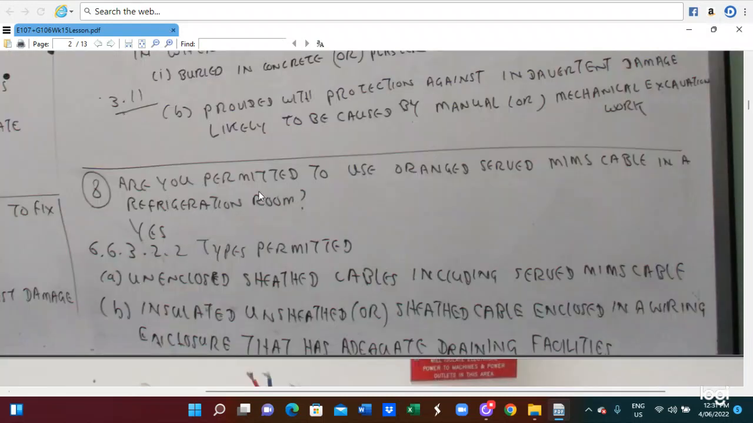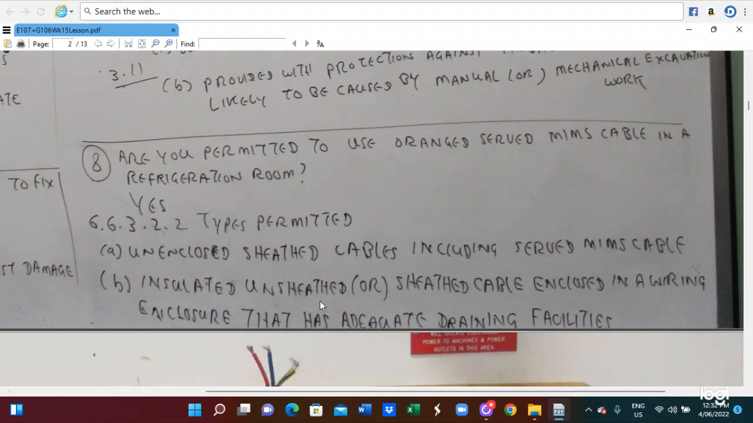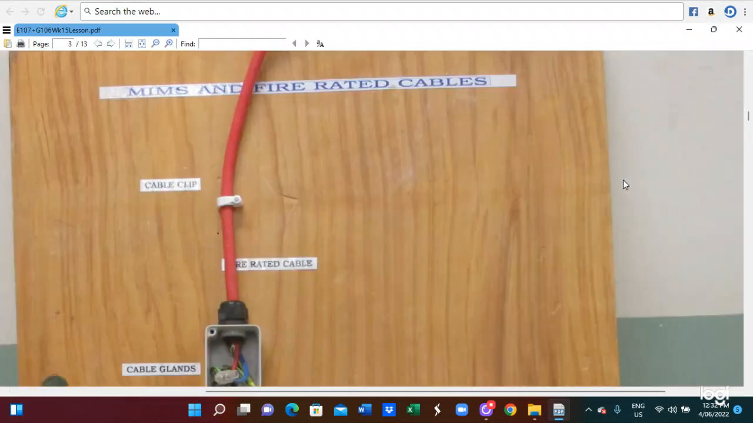Also, are you permitted to use the orange-sheathed MIMS cable in the refrigeration room? Answer: yes, because of clause 5.6.3.2.2, the type is permitted. Across this clause, we can use the MIMS cable in the refrigeration room.